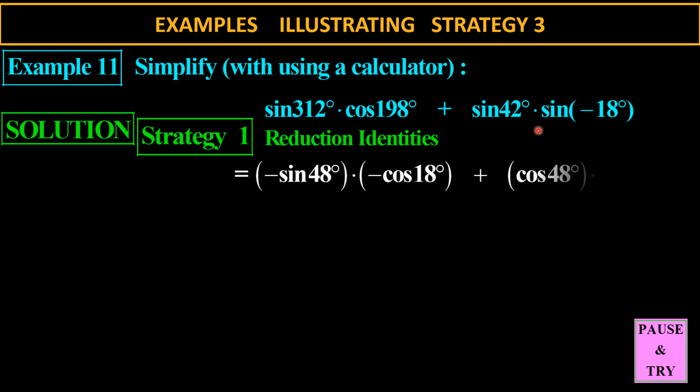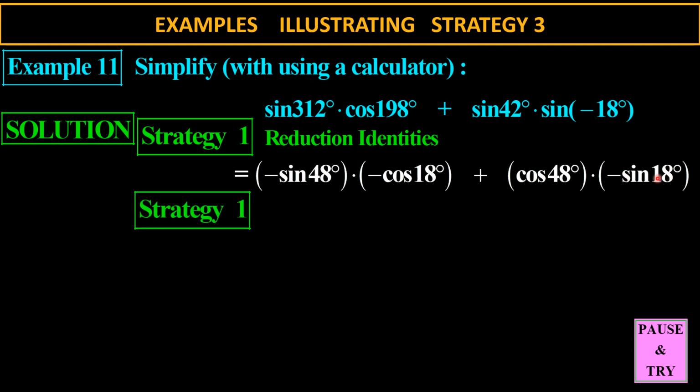Sine of 312 becomes negative sine of 48. Cos of 198 becomes negative cos of 18. Sine of 90 minus 42: 90 minus 42 is 48, so that becomes cos of 48. Sine of negative 18 is negative sine of 18.